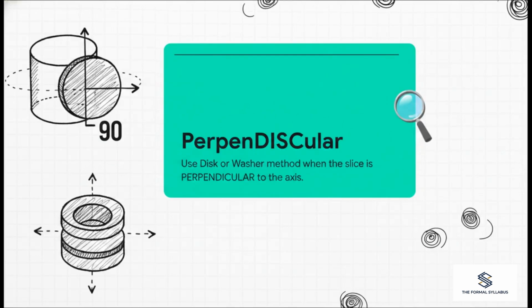And conversely, we have perpendicular. If your rectangular slice cuts directly straight across your rotation axis at a 90-degree angle, it is definitively perpendicular. And that demands the disk method, or the washer method if it has that gap we just talked about. Para-shell and perpendicular. Seriously, if you just say them aloud during your exam, you will never mess up the setup again.